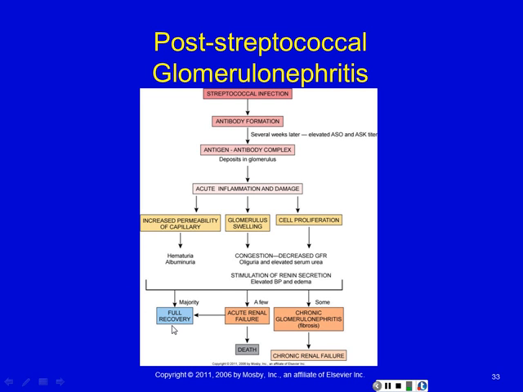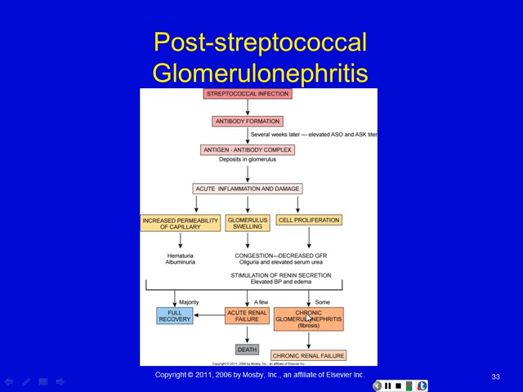Most people get better, and they never have another problem. Some people will go full on into acute renal failure and die if they don't get a transplant. And they're not high on the transplant list because these antigen-antibody complexes would just destroy the new kidney too. So you don't want to be here.